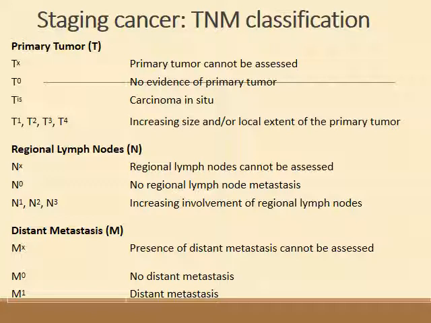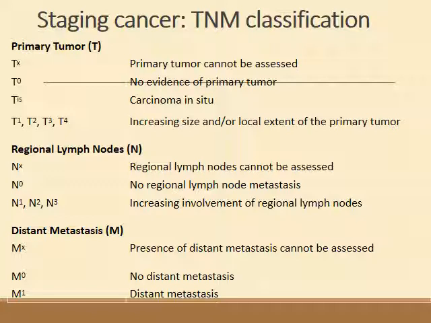There's the TNM classification. Tumor, node, and metastasis is what that stands for. The primary tumor is basically the size of the tumor. The TX, primary tumor cannot be assessed. You don't have evidence of it showing up. A T0, there's still no evidence of a primary tumor. A TIS, you do have carcinoma in situ, and T1, 2, 3, and 4 will give you the increasing size and/or local extent of the primary tumor.